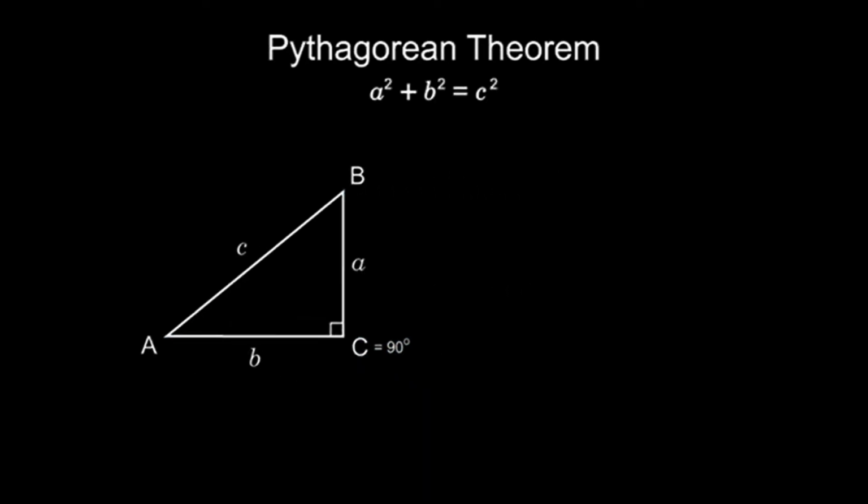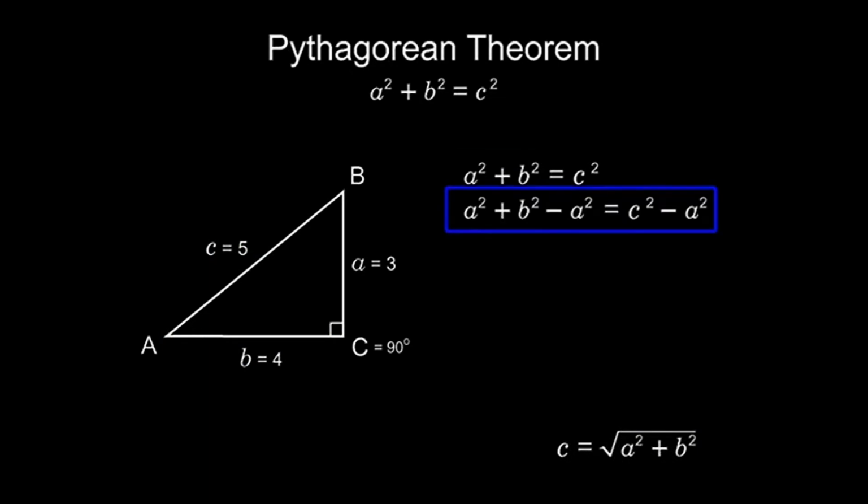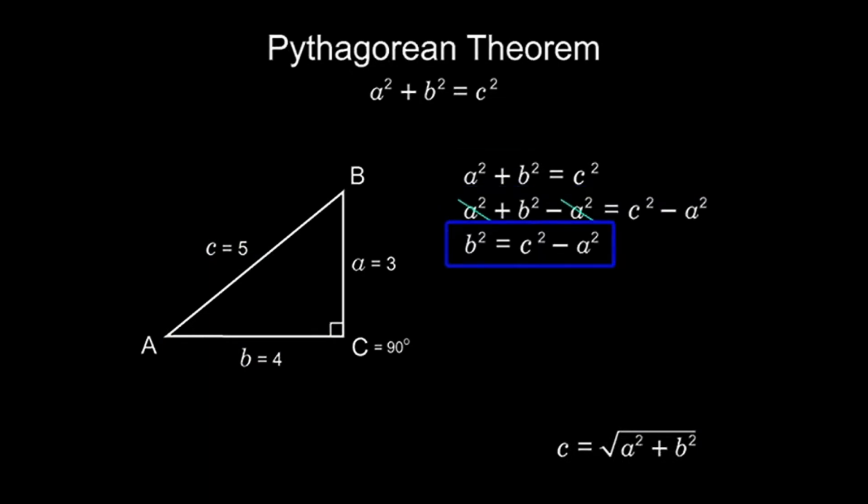For example, to solve for C, simply take the square root of both sides. This leaves the equation C equals the square root of A squared plus B squared. If side A equals 3 and side B equals 4, then C will equal 5. The equation can also be rearranged to find either of the other two sides.